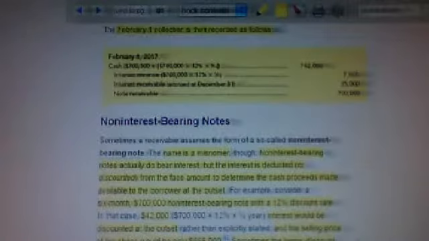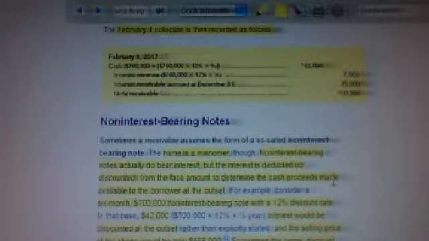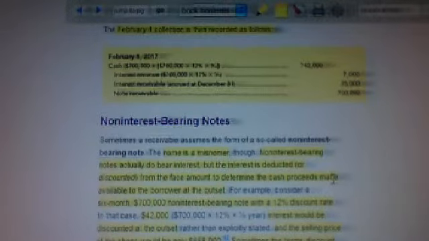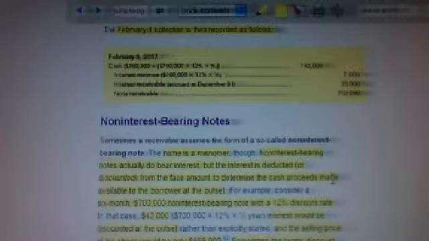Now the next section, non-interest bearing notes. That name is a misnomer, as it's stated there in the second line, because non-interest bearing notes actually do have interest. Whenever you have money, whenever you have time involved, you're going to have interest involved. And that interest is going to be deducted from the face amount or the principal amount to determine the cash proceeds made to the borrower at the beginning of this transaction.